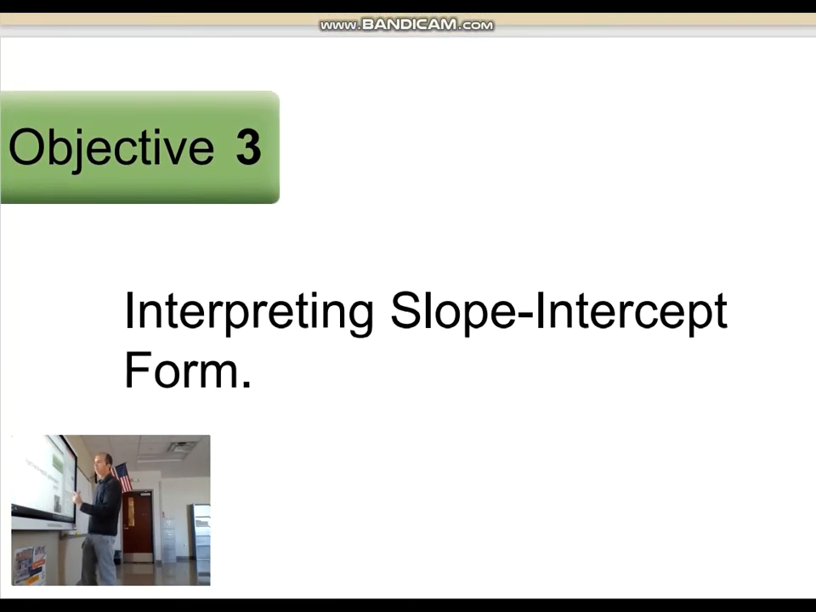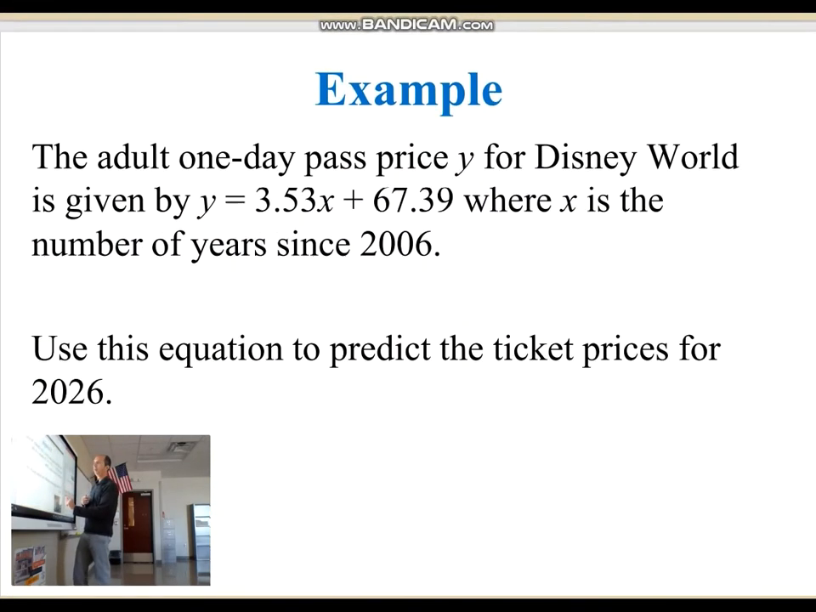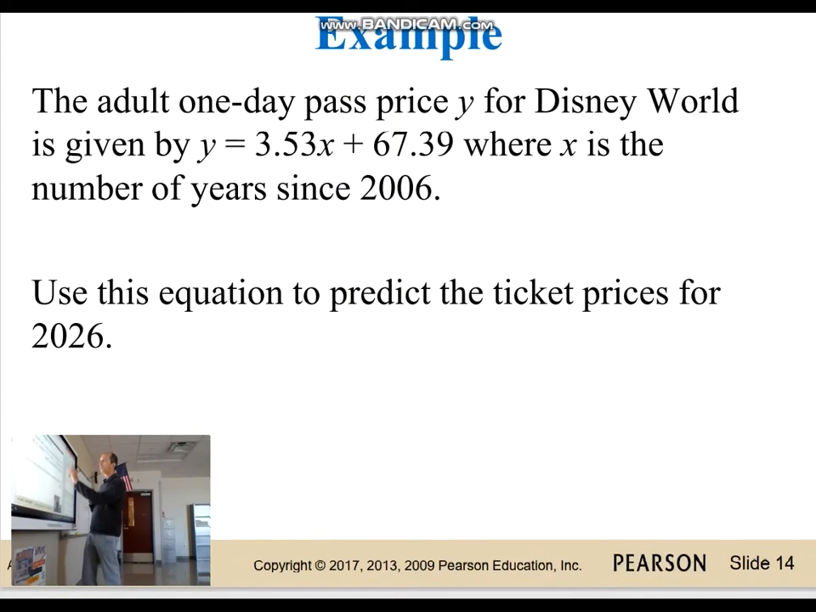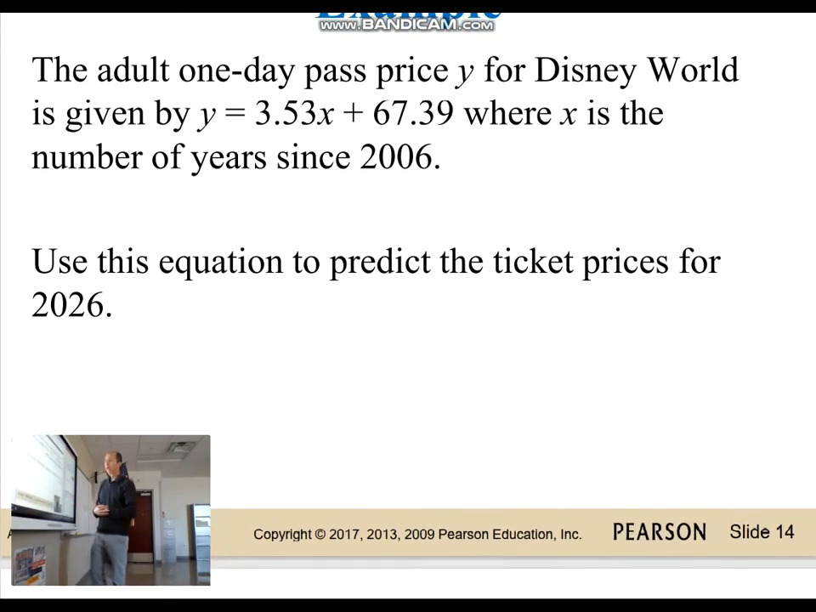Let's move to objective 3, interpreting slope-intercept form. And going straight to an example. The adult one-day pass price y for Disney World is given by the equation y equals 3.53x plus 67.39, where x is the number of years since 2006. And as we can imagine, looking at it, the price is increasing over the years, right? According to this equation. Use the equation to predict the ticket price for 2026.